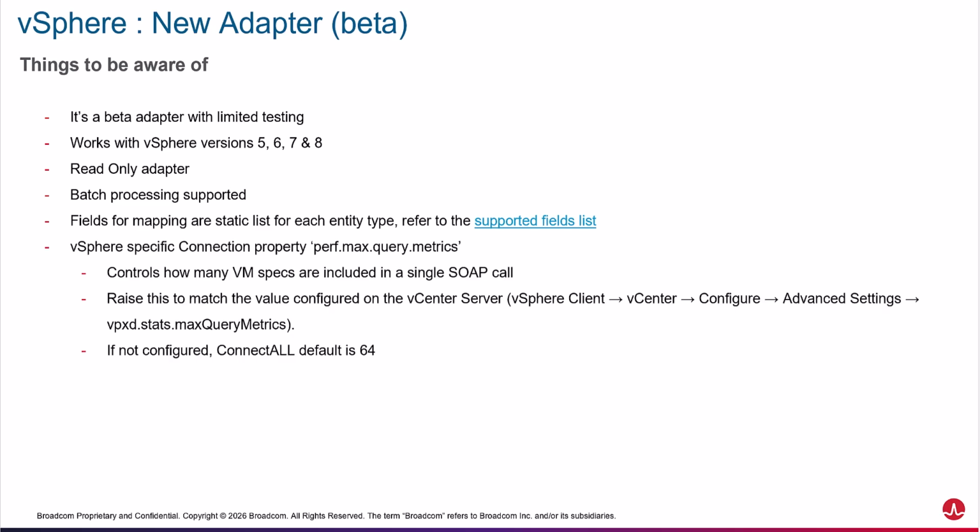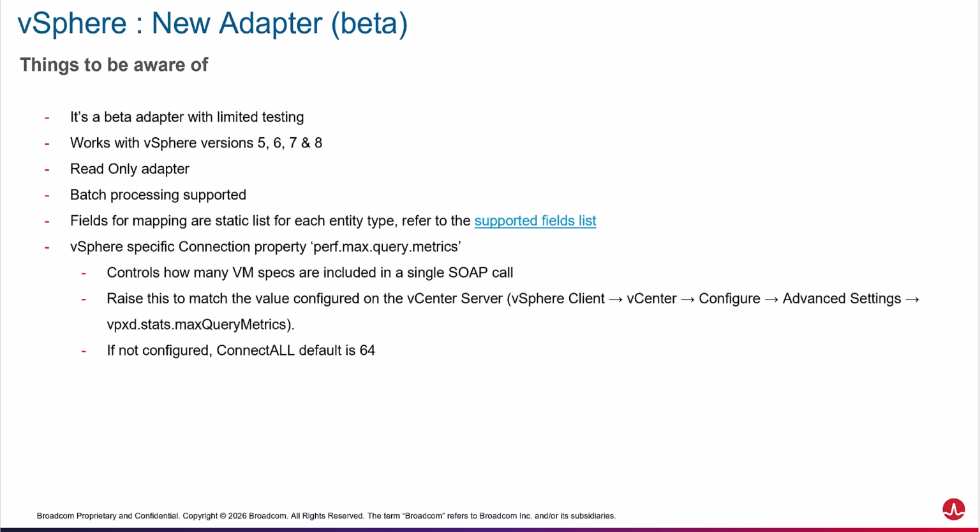The next thing is about a connection property we have introduced. This is kind of a good to know. In most cases, we can leave it at the default. This is just about a performance tuning use case. vSphere has a limit on how many specs we can invoke in one single SOAP call. The default number is 64, unless this is changed in the vSphere settings.